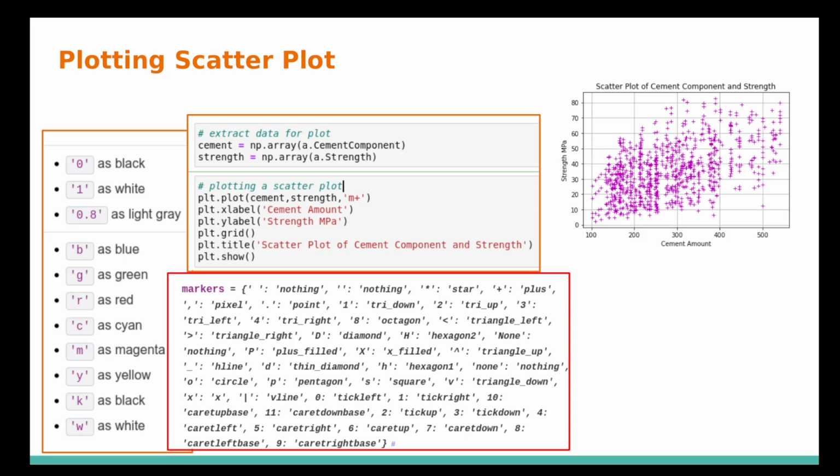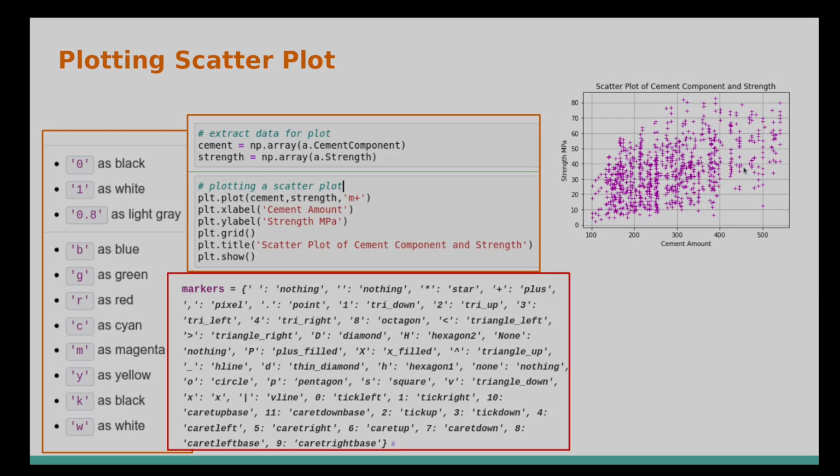There are several markers that you can use. I've provided a sequence here. Of course, you can go to your web browser or to the Matplotlib website and search for these markers. Similarly, I can use different numbers or letters to put different colors that I want for my plot.